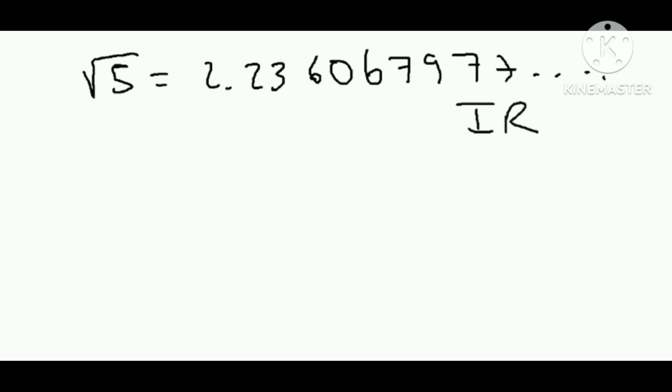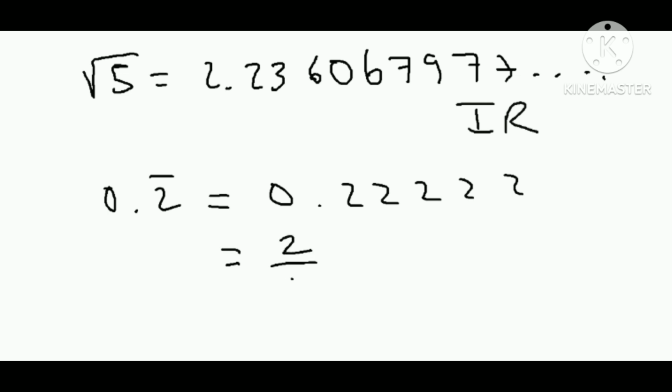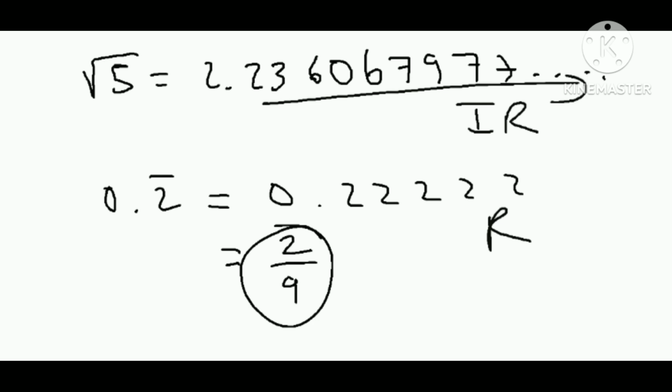Now, let's say you have a number like 0.2 repeating. This number goes on forever. It doesn't end, but there's a pattern. 0.2 repeating is 2 over 9. Since it can be put into a fraction using integers, this is a rational number. So if this number goes on forever and you don't see a pattern, it's irrational. So the examples that we've considered are real numbers.